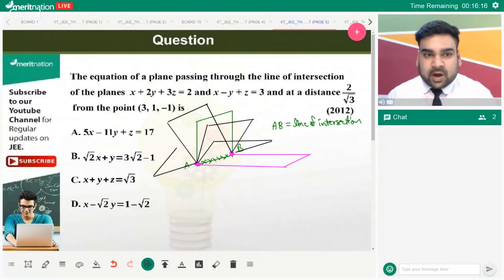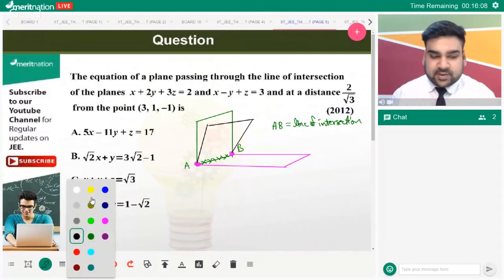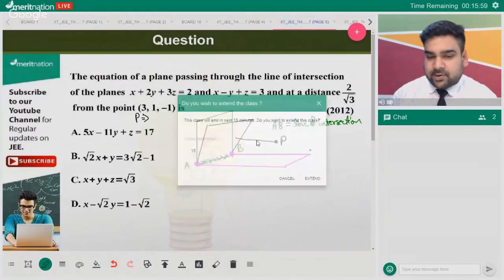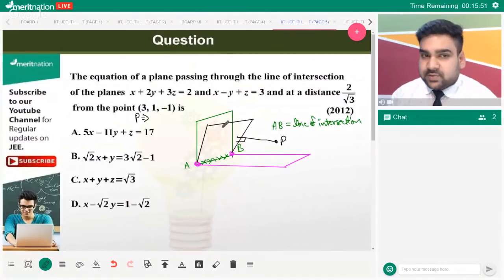But how are we going to identify which is our required plane? About our required plane, it's been specifically said that its distance from a point, say this point is P, is given to you. Its perpendicular distance from the point P is given. So we have to find the equation of this plane, which is fixed at a distance of 2 by root 3 units from the point P.